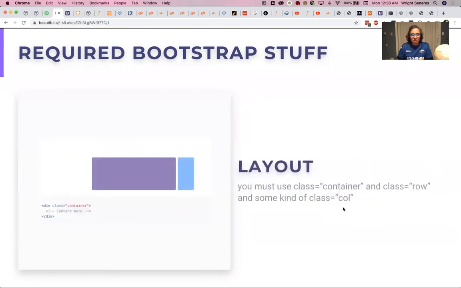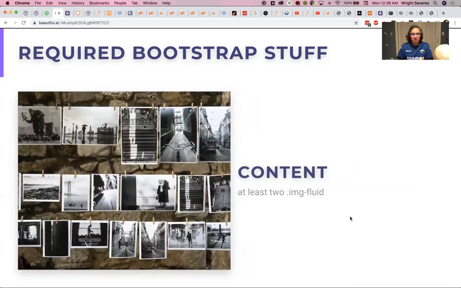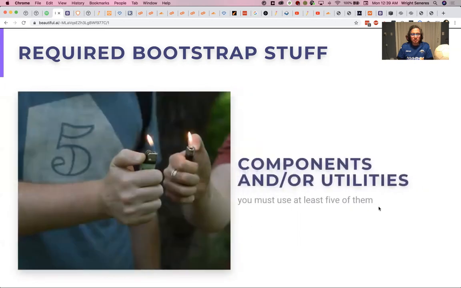For your layout, you must use class container or container fluid and class row and some kind of column class that we talked about last week. For your content, you should have at least 2 fluid images, so .img fluid. And then you must use at least 5 components and or utilities. So in our example website coming up, we'll see about using different components and utilities.